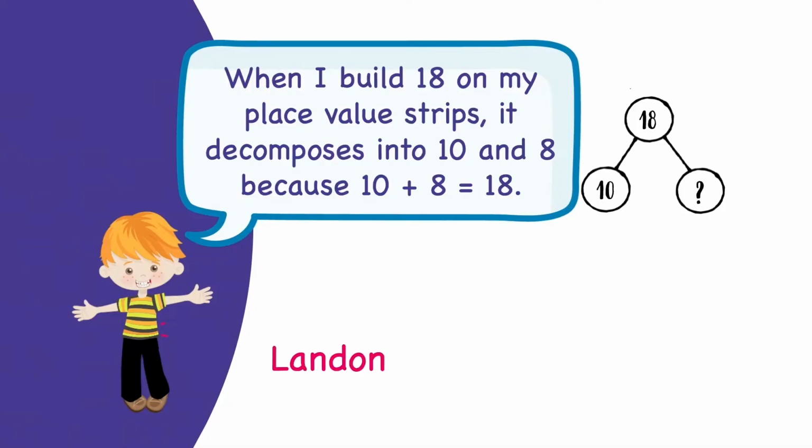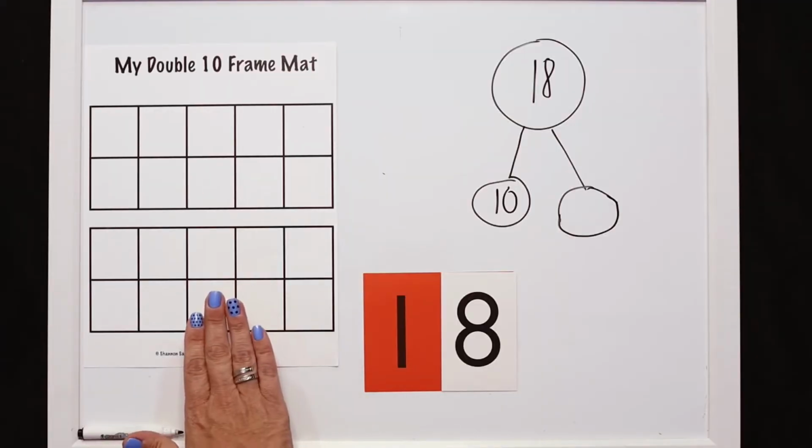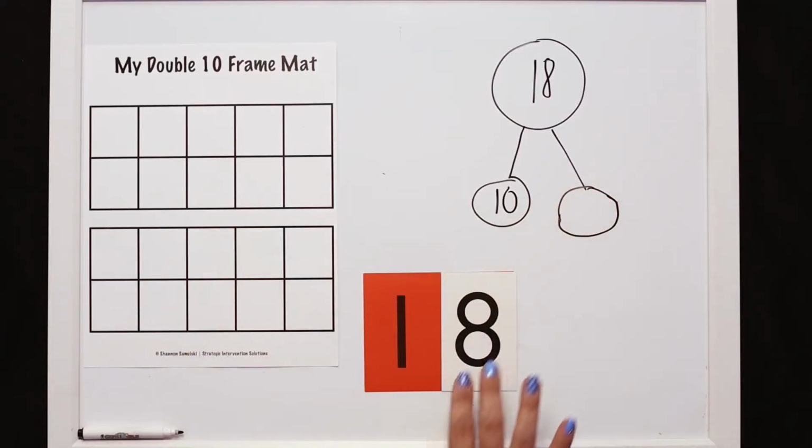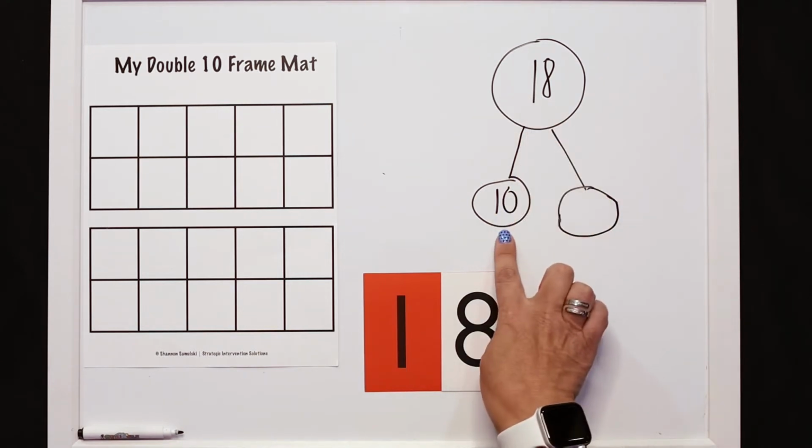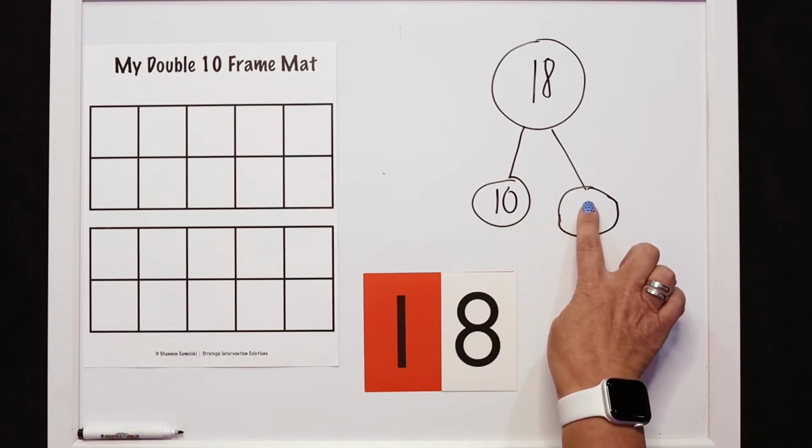Landon says, when I build 18 on my place value strips, it decomposes into 10 and 8 because 10 plus 8 equals 18. I think we need to check this out. Let's take a look at it together on mine. I have a double 10 frame mat, the number bond, and the place value strips. So you can see here on the number bond, we have the number 18, 10, and that missing part.